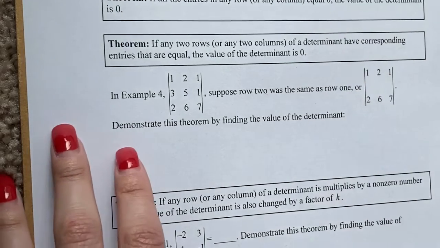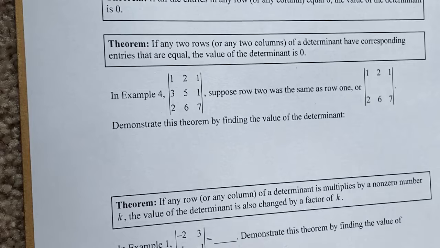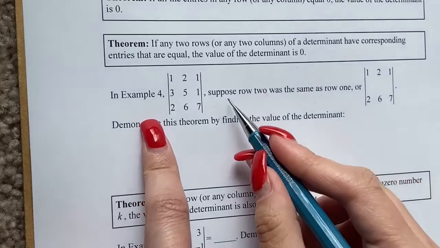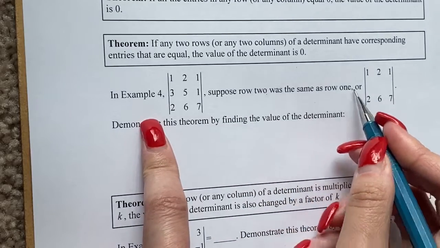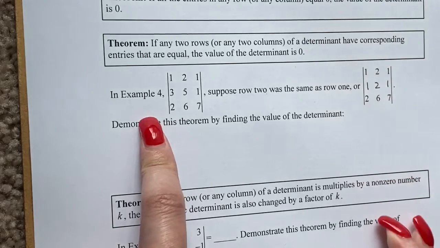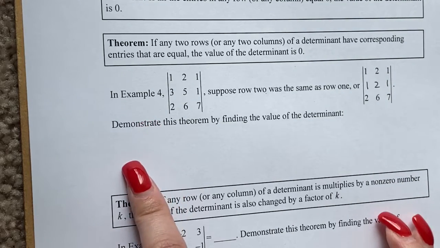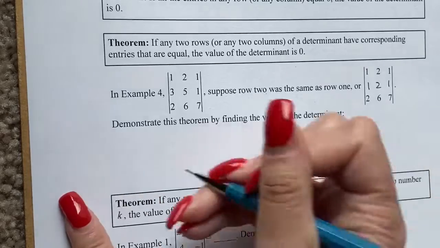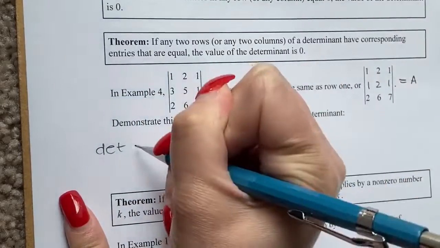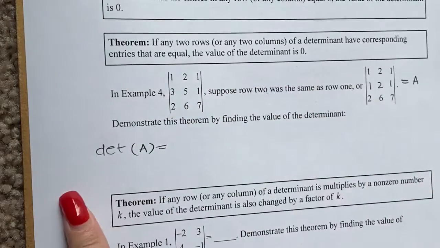Okay, so let's analyze this example. In example number 4, suppose that row 2 is the same as row 1, meaning you have 1, 2, 1. What happens when we find this determinant? Let's do it with the calculator. We know that the determinant of, let's call it A, is going to be equal to what?